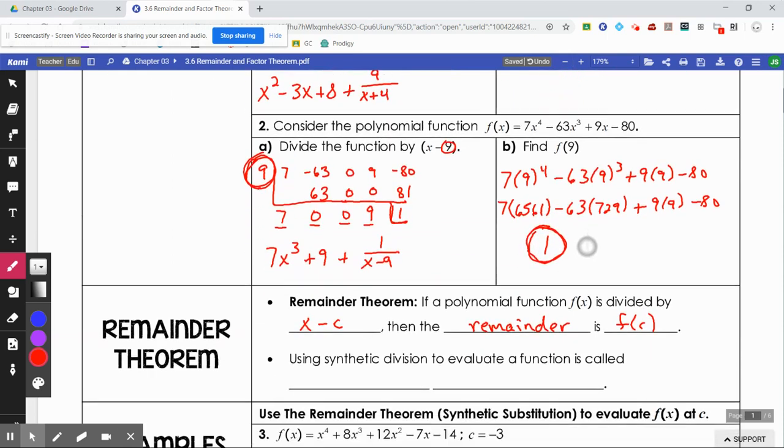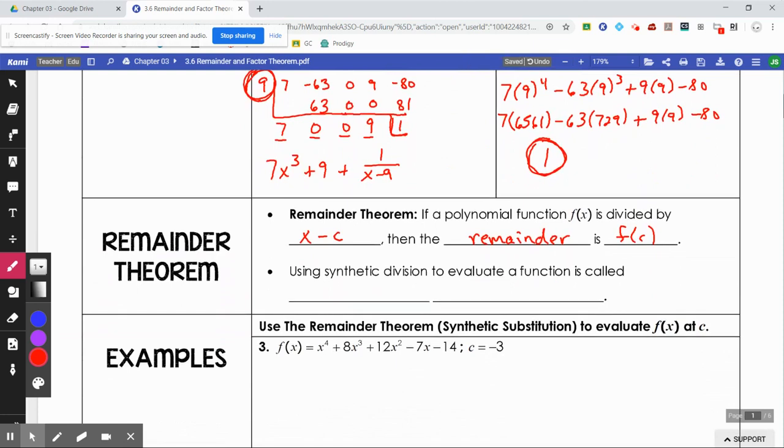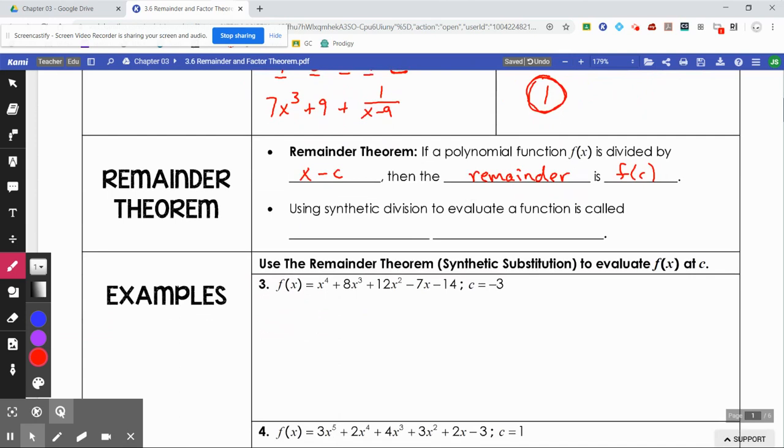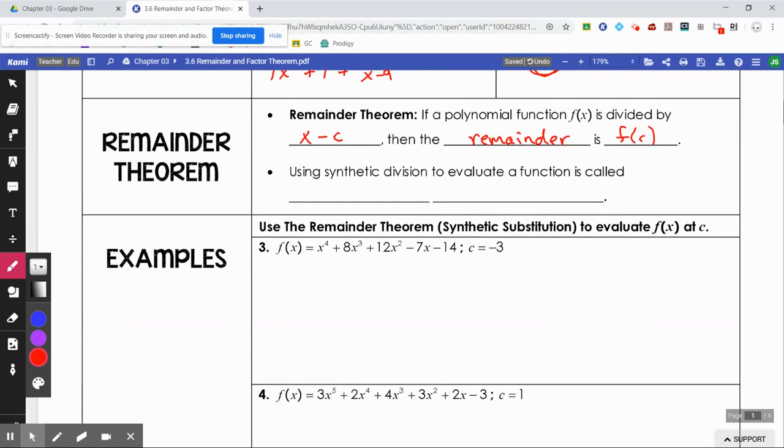So what does that mean? You could actually use synthetic division to evaluate a function. And this process, using synthetic division to evaluate a function, is called synthetic substitution.